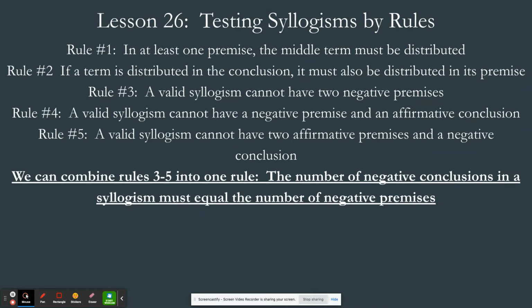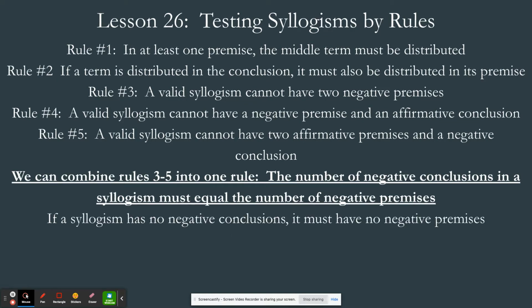How many conclusions does every syllogism have? How many conclusions? 1. So what that means, guys, is that if you have 2 negative premises, can it be valid? No, because now you have more negative premises than conclusions. If you have an affirmative conclusion, you can't have any negative premises.